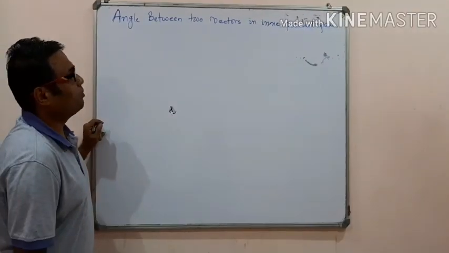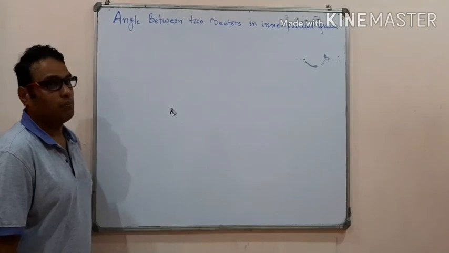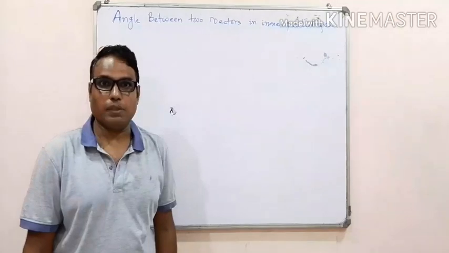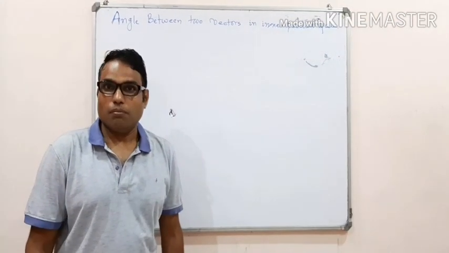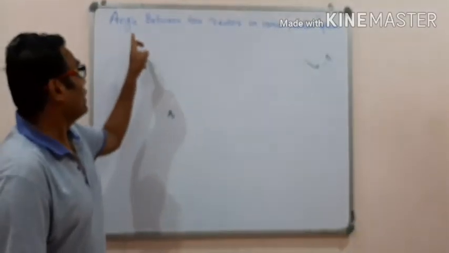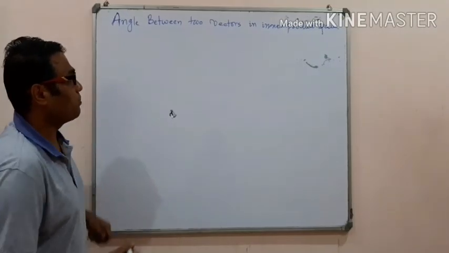Now, in this video lecture, we discuss the angle between two vectors in the inner product space. In the previous two video lectures, we discussed some properties of inner product space and the norm defined on the inner product space. Now, in this lecture, we find out the angle between two vectors in the inner product space.